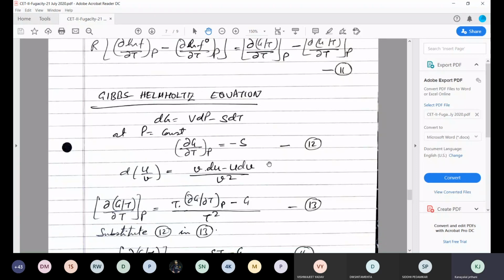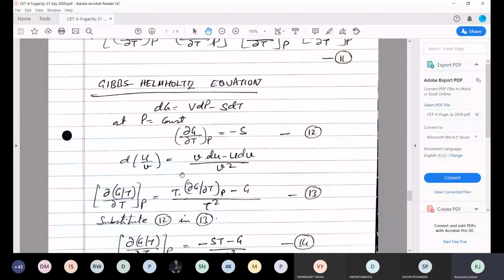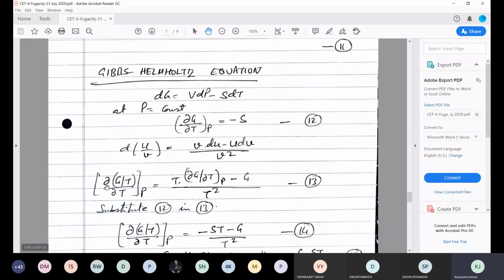Now we take the derivative of G by T, using the quotient rule: denominator into derivative of numerator minus numerator into derivative of denominator, all divided by denominator square. So we take ∂(G/T)/∂T at constant pressure, which is equal to T into (∂G/∂T) at constant pressure minus G into dT by dT, divided by T square.